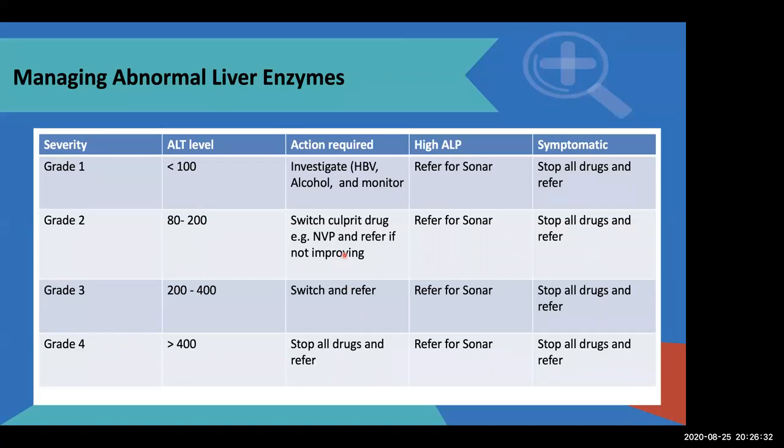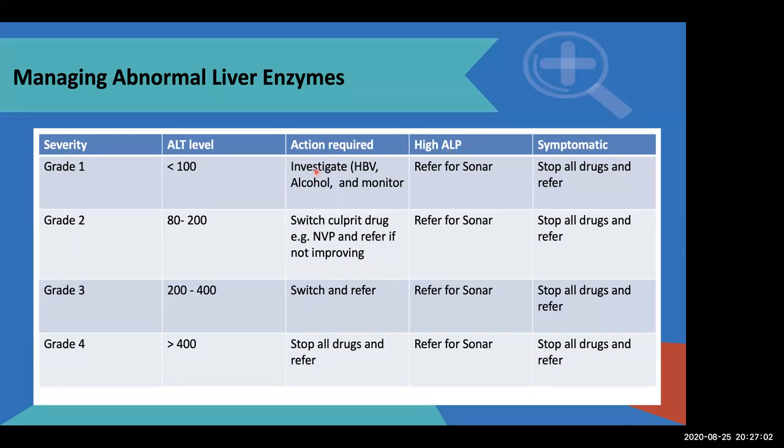So this is giving you a sense of how best to manage patients based on the different levels of their ALT. But anytime they are symptomatic, you always stop all the drugs and refer your patient. If the ALP is also high, your patient needs a sonar. Why? Because ALP tells us that something is growing in the liver, which we need to address, right?